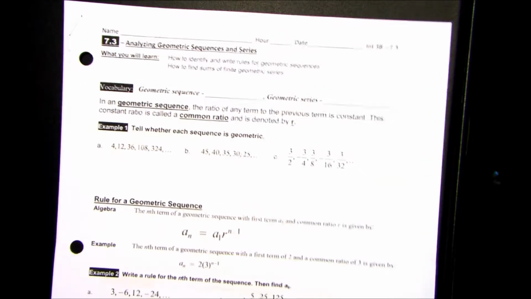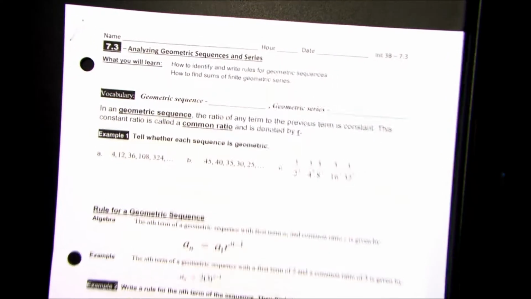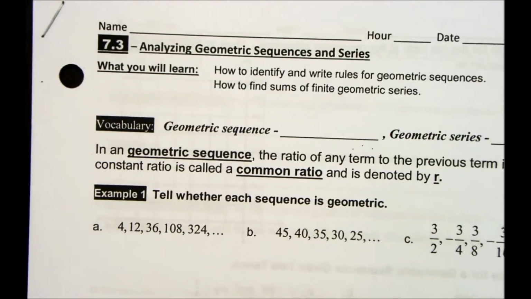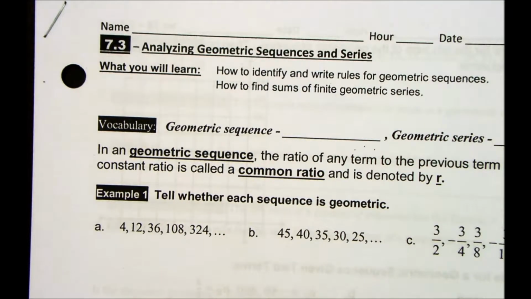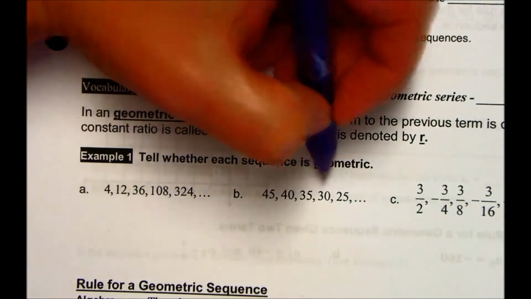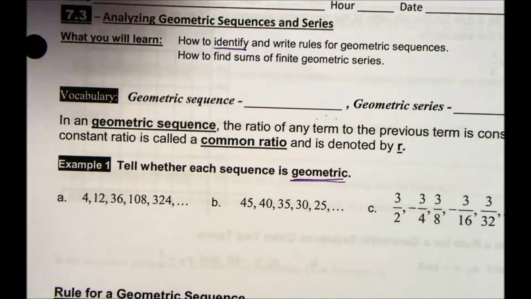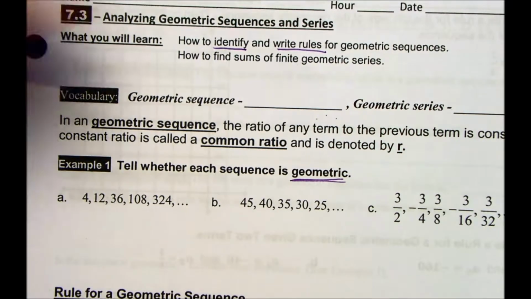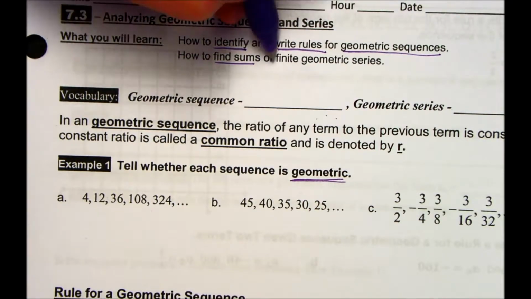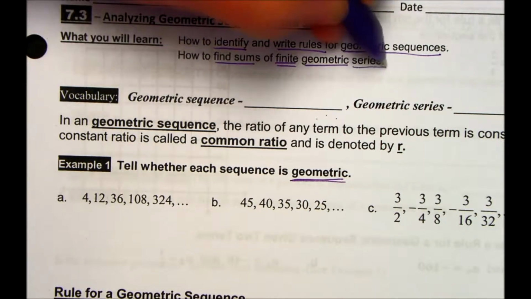We are looking at geometric sequences and series today. These are similar to the arithmetic sequences, but the arithmetic sequences have a rule that is linear. The geometric sequences have a rule that's going to end up being exponential. So our goal today is to be able to identify when you're given a list, whether it's geometric or not. We're going to write rules for geometric sequences, and we're going to find sums of a finite geometric series.